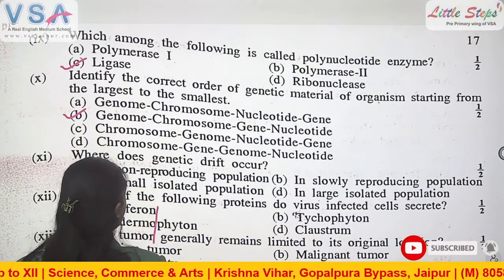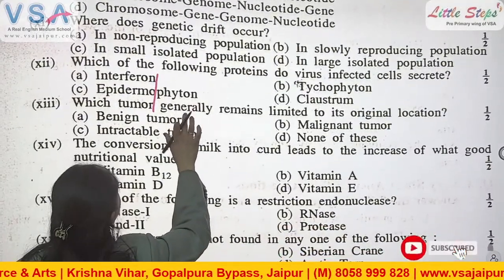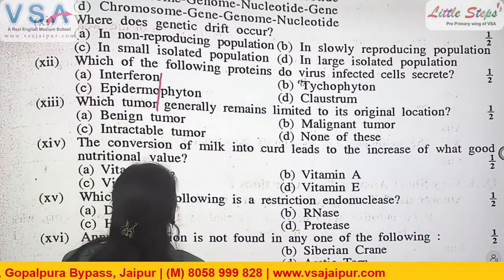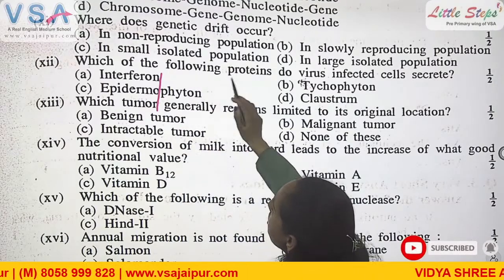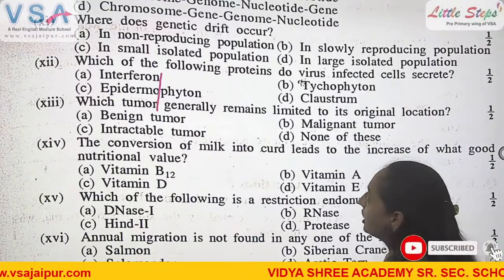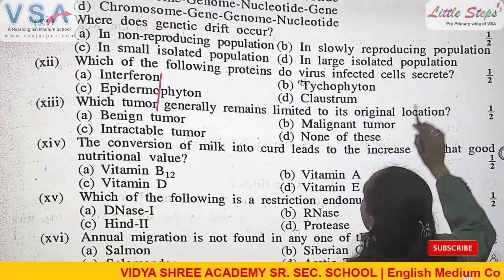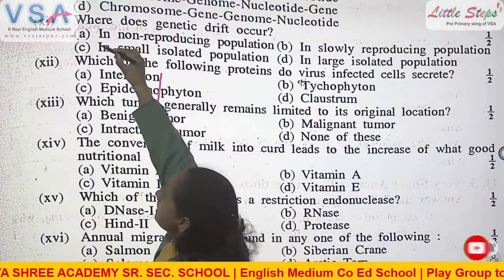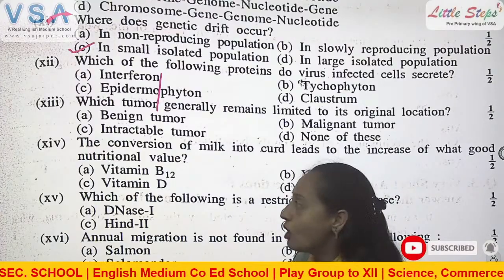Now, the next question is, where does genetic drift occur? In non-reproducing population, in slowly reproducing population, in small isolated population, in large isolated population. So what is the right answer? Option C. This is the right answer, in small isolated population.